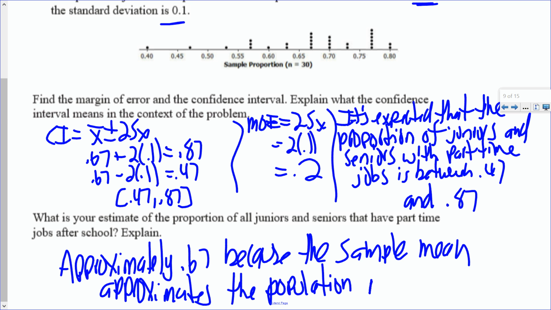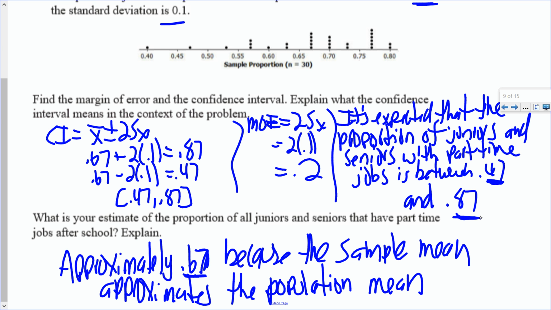So basically what I got from this question so far is that it's expected that if I pick someone at random, they're going to be between 47% and 87%, but most likely they're going to be approximately 67% if I find the average of these students. So basically it's saying that the average is going to be 67%, and that's going to include values that range from 47% to 87%.